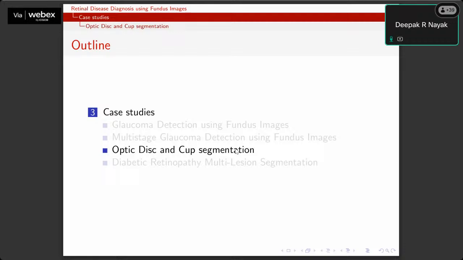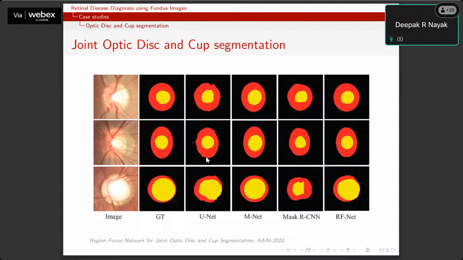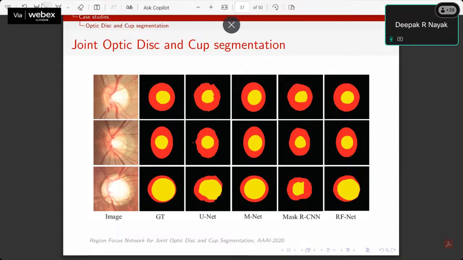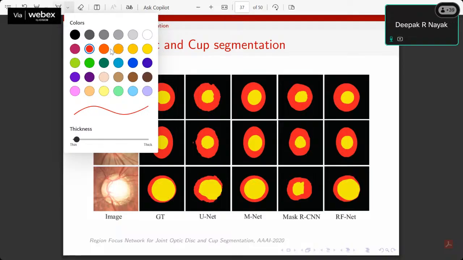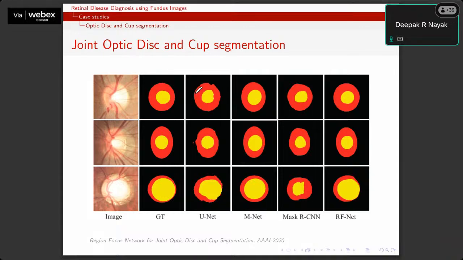So the output will look something like this. This is very, very important to detect glaucoma. So how to do this? Fine. You can see over here, this is the input image, and this is the optic cup, the small yellow one. The yellow region is the optic cup, and the outer one is the optic disc.